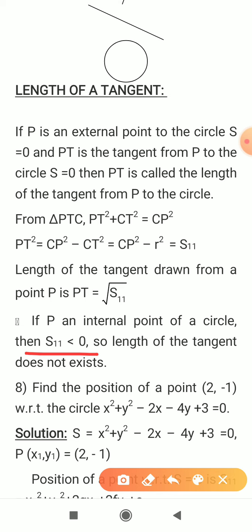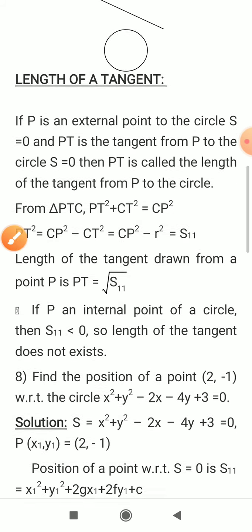Length of the tangent is root S11. The power of the point P(x1, y1) with respect to the circle is equal to S11. And to find the position of a point, you find S11. If S11 is greater than 0, it is an external point. If S11 is less than 0, the point is internal. If S11 is equal to 0, the point is on the circle. Now we solve some problems.